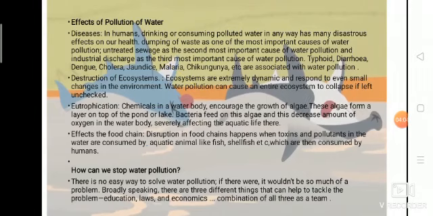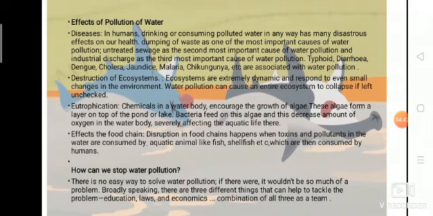What are the effects of pollution of water? Main effect is disease in humans. Drinking or consuming polluted water in many ways results in harm to our health. Dumping of waste is one of the most important causes of water pollution, untreated sewage is the second most important cause, and industrial discharge is the third most important cause of water pollution. Typhoid, diarrhea, dengue, cholera, jaundice, malaria, chikungunya, etc. are associated with water pollution.